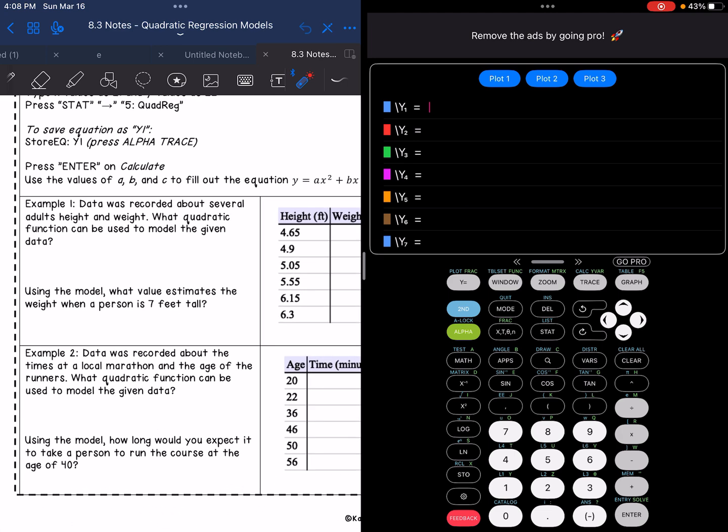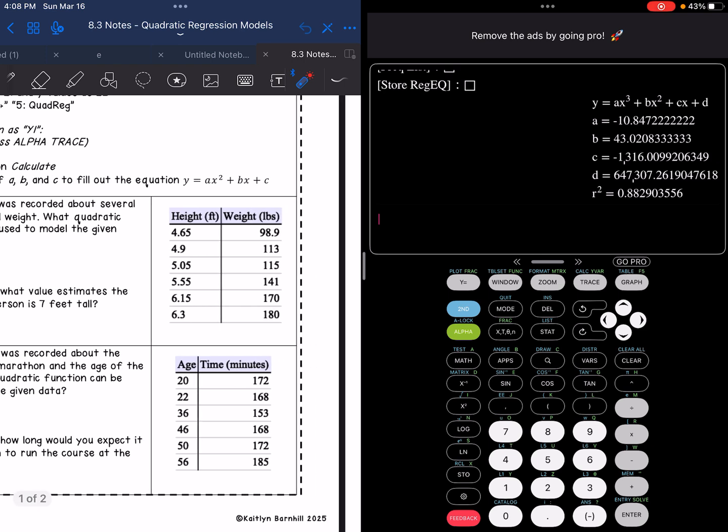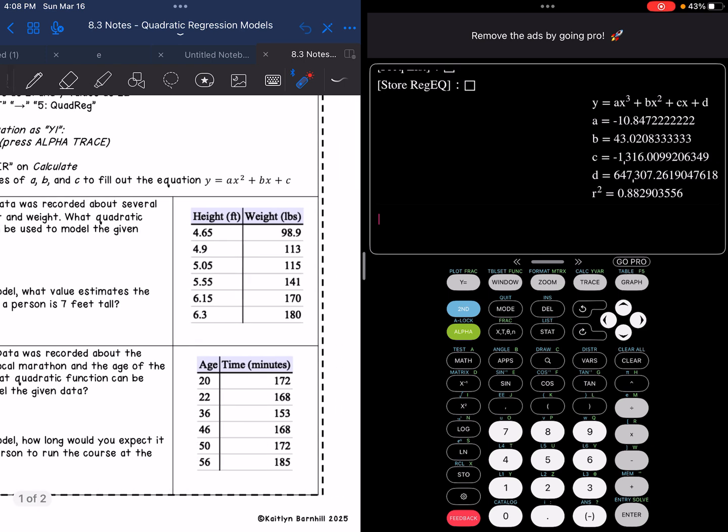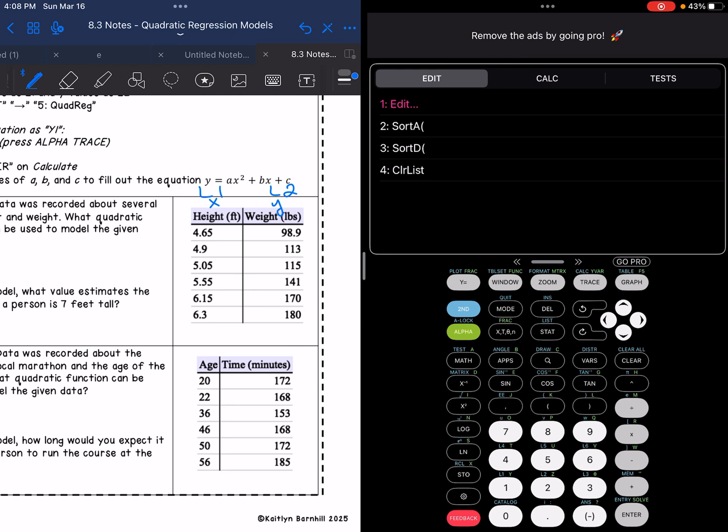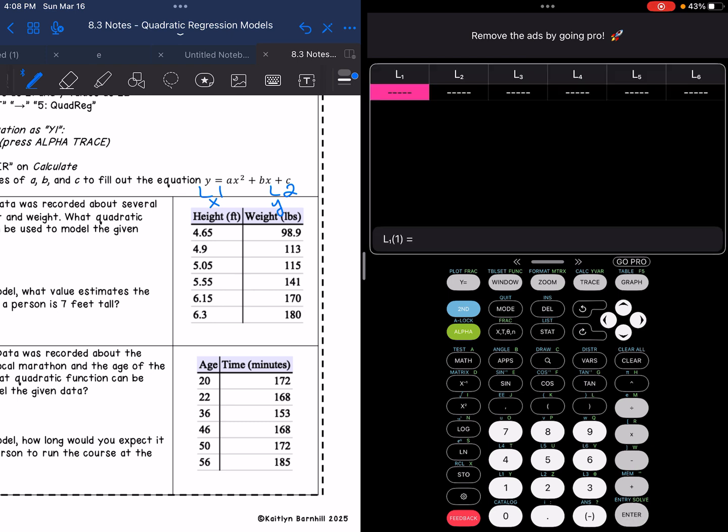Example 1 says, data was recorded about several adults' height and weight. What quadratic function can be used to model the given data? All right, and then so they've given me this table that shows height and weight. Remember that on tables, the left side is your x values and the right side is your y values. L1 is where we put x values, and L2 is where we put y values. So on my calculator, I'm going to press stat, enter, and I'm going to type in my x values.